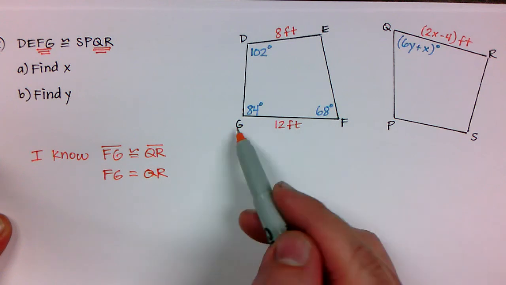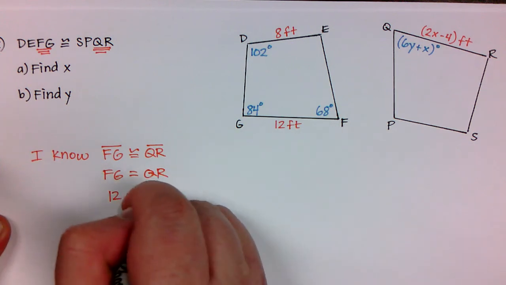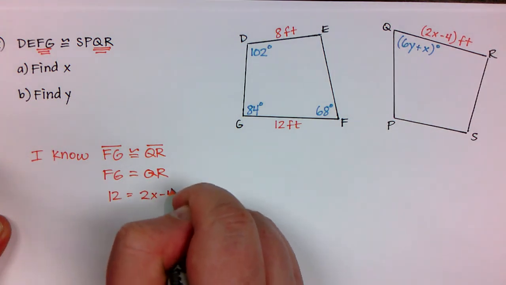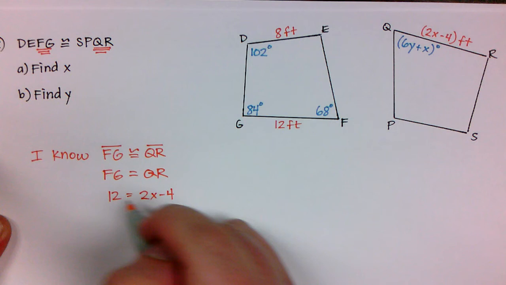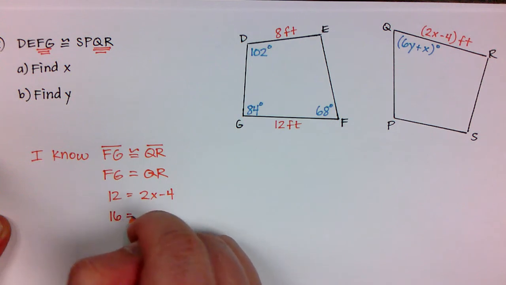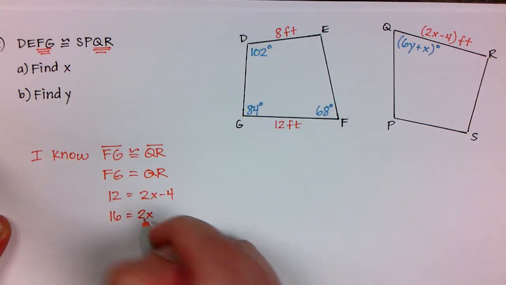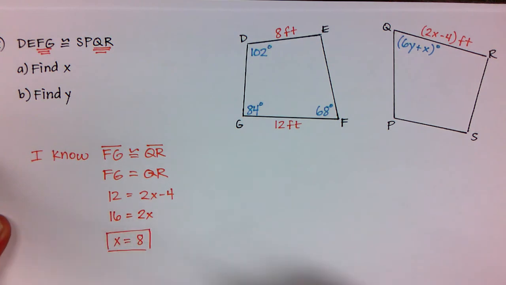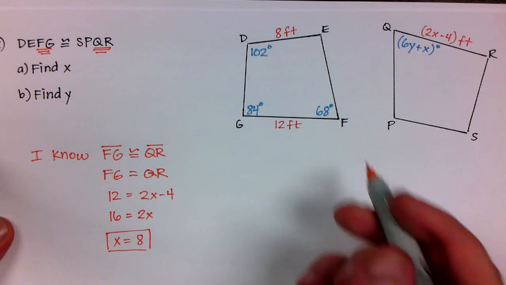So what is the length from F to G? It is 12 feet. And what is the length from Q to R? It is 2x minus 4 feet. If I add 4 to both sides, I get 16 is equal to 2x. And when I divide both sides by 2, I'm going to find that x is equal to 8. There we go. I solved my first part.